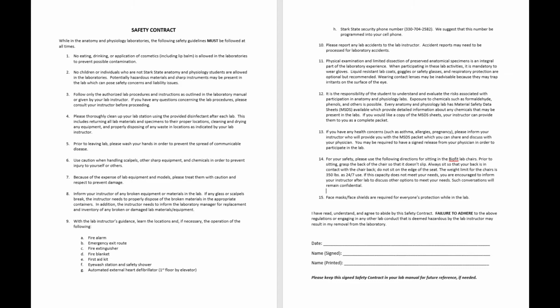15. Face masks or face shields are required for everyone's protection while in the lab. A reminder, the lab safety contract is in the Blackboard as well as your lab manual. You will be required to electronically sign and turn in to your professor.